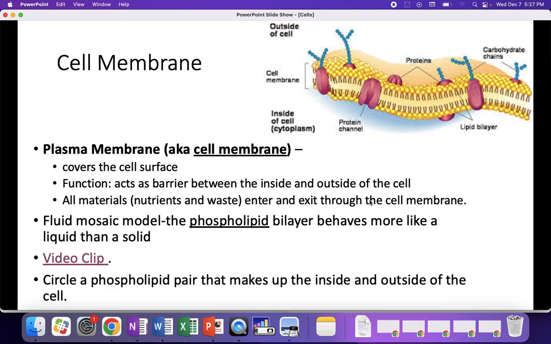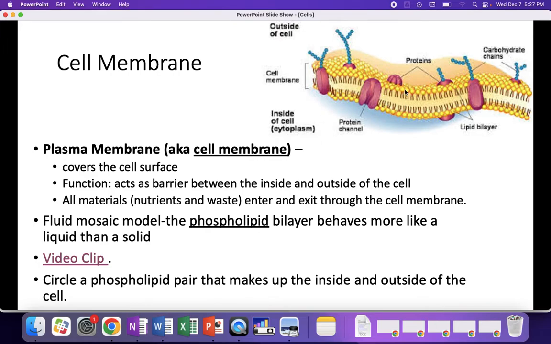The cell membrane is that outer surface that covers a cell's surface. It's also known as the plasma membrane. We'll probably refer more to cell membrane than anything. The function of it is to act as a barrier between the inside and outside of the cell. Anything that goes in or out of the cell has to go through the cell membrane.